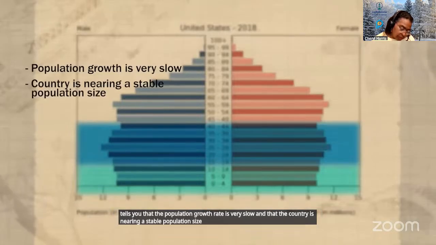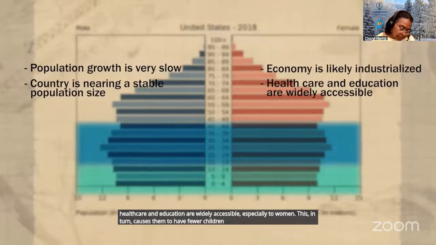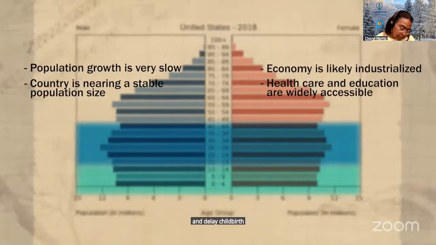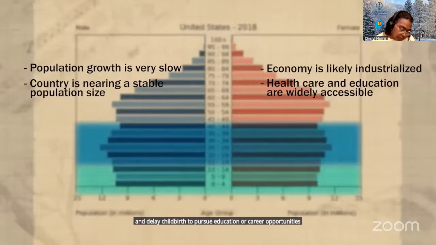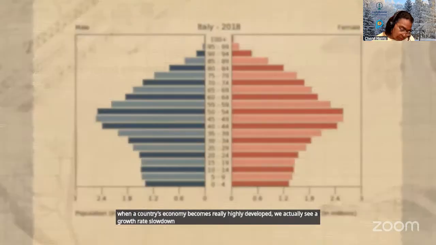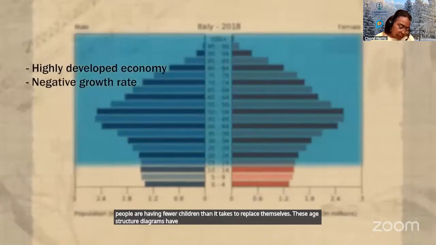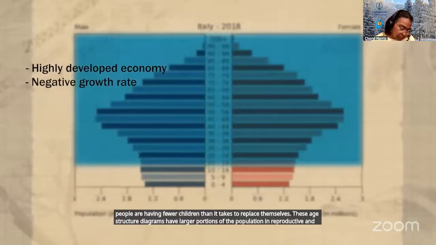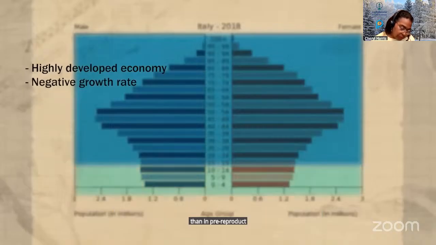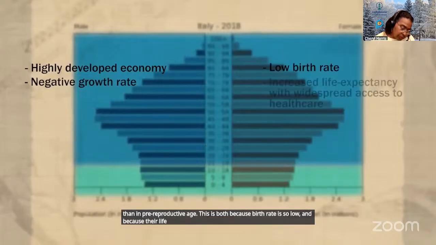The economy is likely industrialized, and healthcare and education are widely accessible, especially to women. This in turn causes them to have fewer children as they gain economic independence and delay childbirth to pursue education or career opportunities. And finally, when a country's economy becomes really highly developed, we actually see the growth rate slow down so much that it can become negative. This is because people are having fewer children than it takes to replace themselves. These age structure diagrams have larger portions of the population in reproductive and post-reproductive age than in pre-reproductive age. This is both because birth rate is so low and because their life expectancy has increased with this widespread access to quality healthcare.